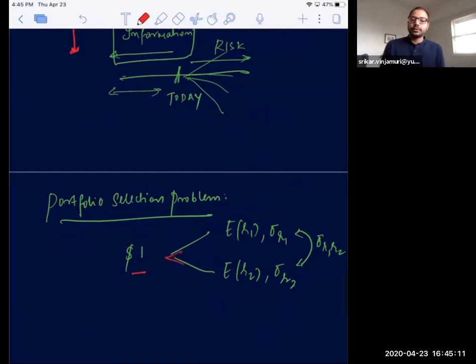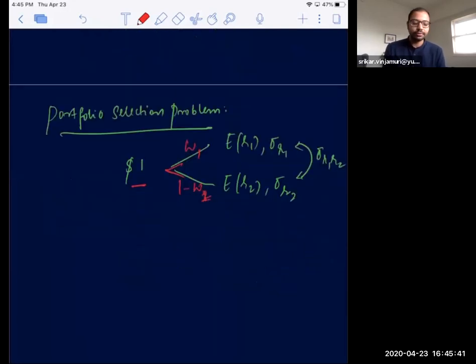Okay. So the portfolio selection problem then is fairly straightforward. The portfolio selection problem says, how do I take this $1 and distribute it between the two assets? So I choose a weight W1 on asset one. I choose the proportion of that dollar I put into asset one. The remainder goes into asset two. So that's basically it. That's the portfolio selection problem.